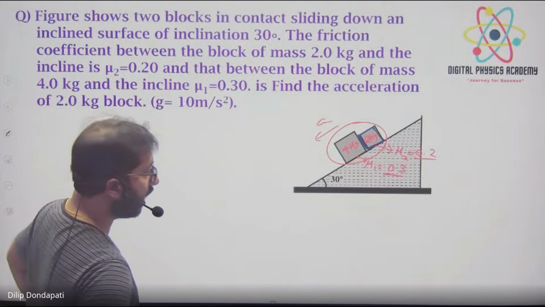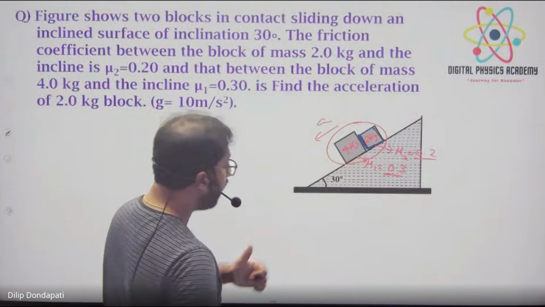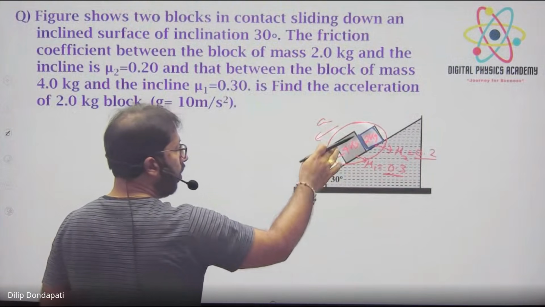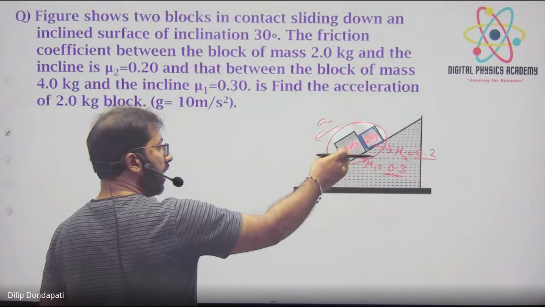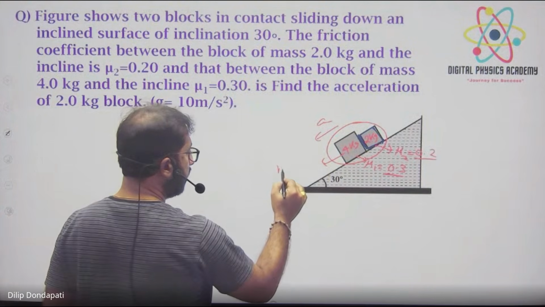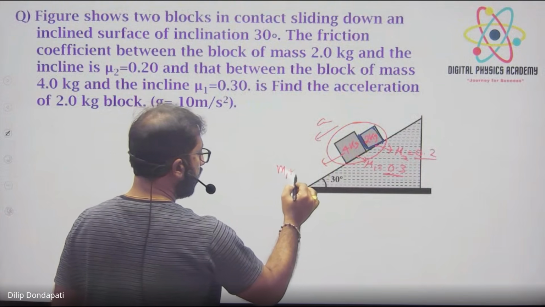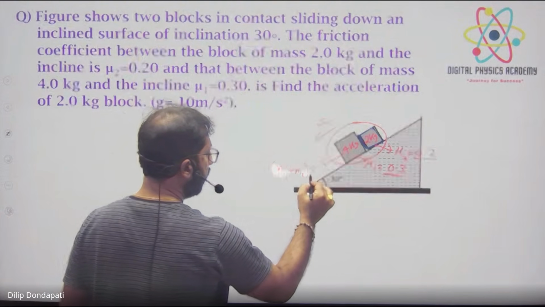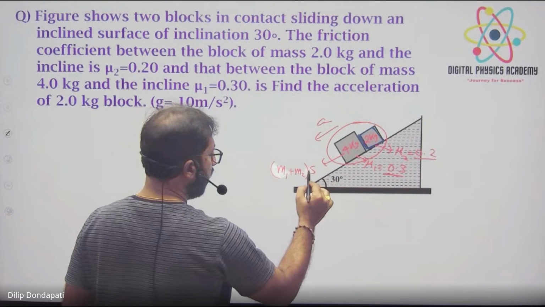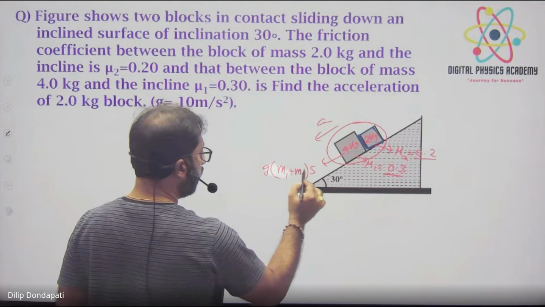So net force calculate करो. So for net force, इधर कितना आएगा, इस तरफ वाला देखो, m1g sin theta, m2g sin theta, right? I can write like this. First last में सबसे करेंगे, (m1 plus m2) into g sin theta.